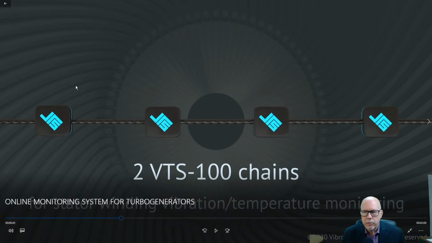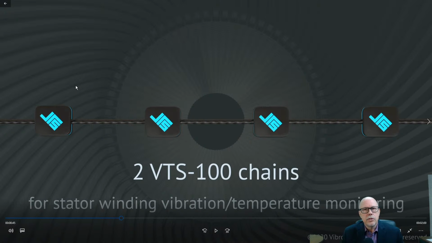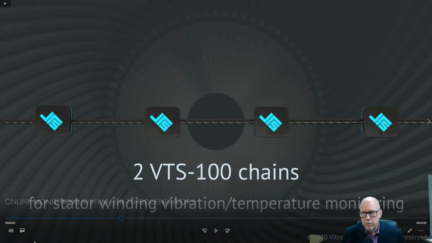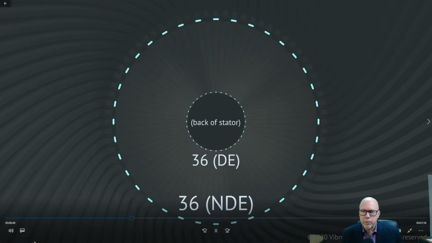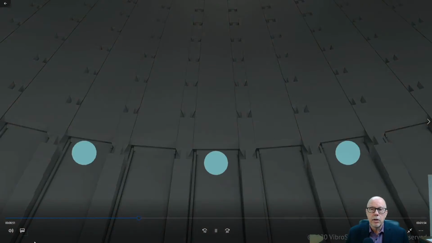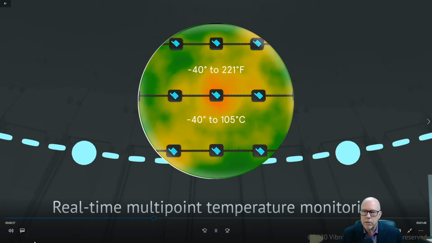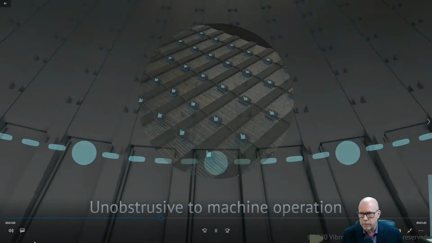Okay, so I mentioned we have a new sensor that is available. It's a sensor that allows you to measure the velocity in addition to the temperature. So you can install these sensors as a series of 100 sensors, and you can install them on each individual stator bar. And those sensors will provide you with velocity in multiple directions and also in temperature. So we usually put 36 in the drive-in and 36 on the non-drive-in. Very small size, real-time 3-axis vibration monitoring and temperature monitoring as well.